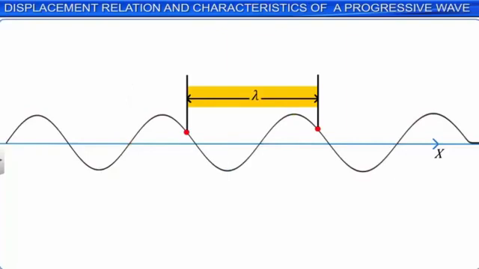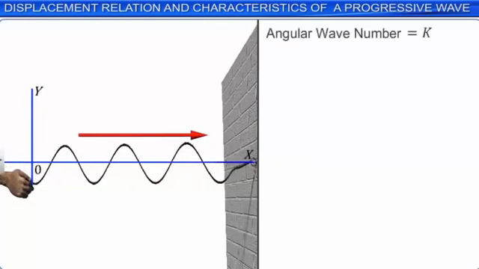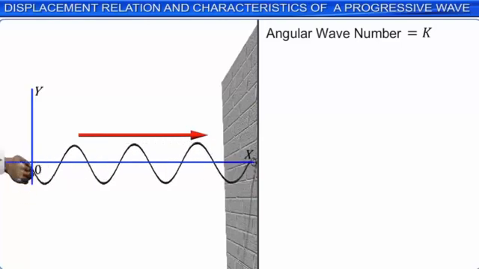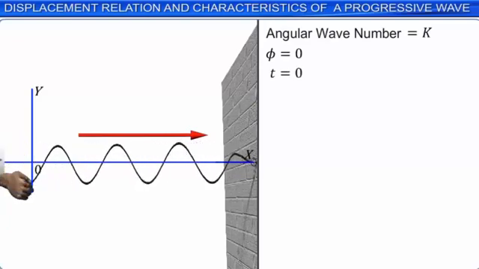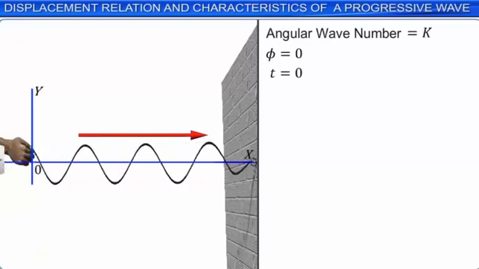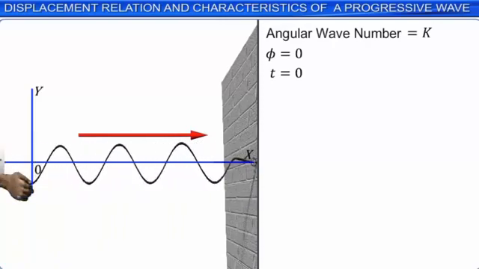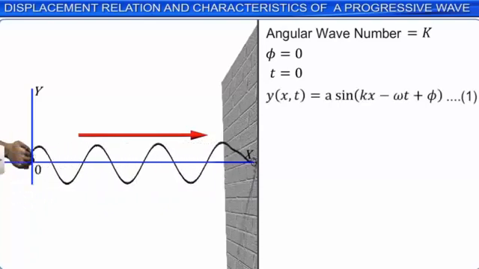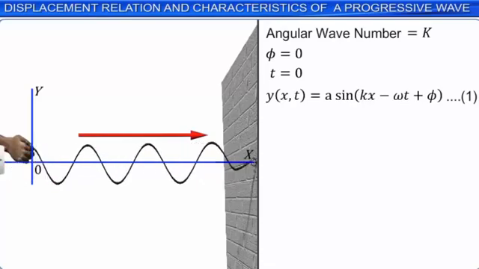Coming to the propagation constant or the angular wave number k of the wave, consider a sinusoidal wave curve with conditions phi equal to 0 and t equal to 0. Substituting these values in the equation of the progressive wave traveling along the positive direction of the x-axis, that is, y of x,t is equal to a into sine kx minus omega t plus phi. Let this be equation 1. It gives y of x,0 is equal to a into sine kx. Let this be equation 2.